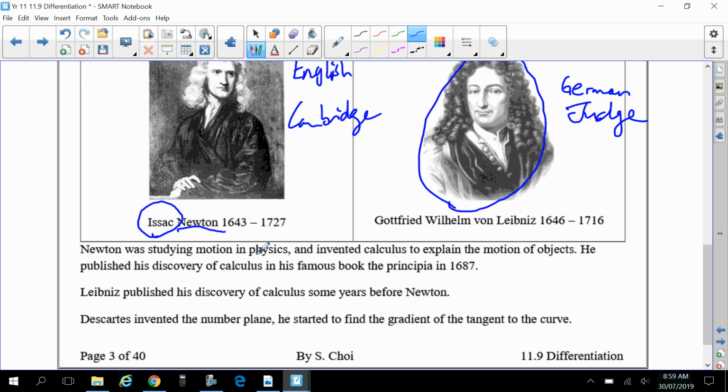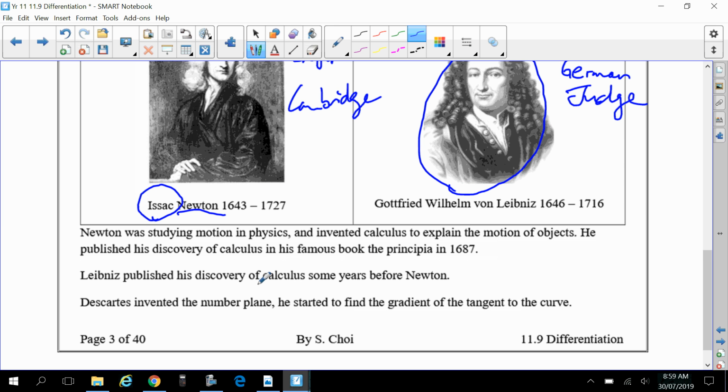Newton was studying motion in physics and invented calculus to explain the motion of objects. He published his discovery of calculus in his famous book called the Principia in 1687. So what age is that? Who's good at maths? 24? No, not 24, 44. 44 is still pretty good. Yeah, but there was no Nobel Prize at that time.